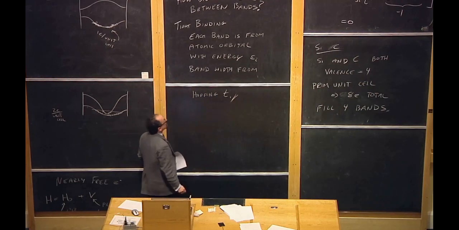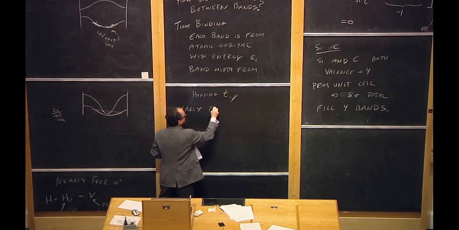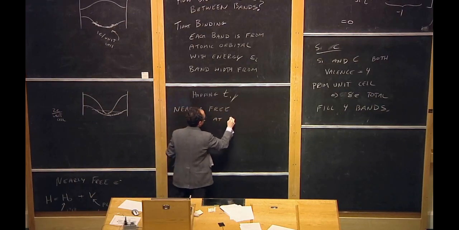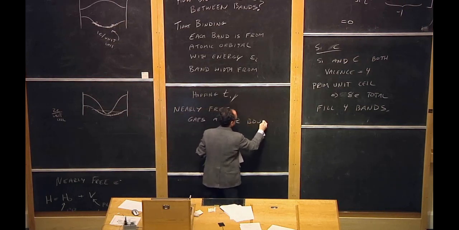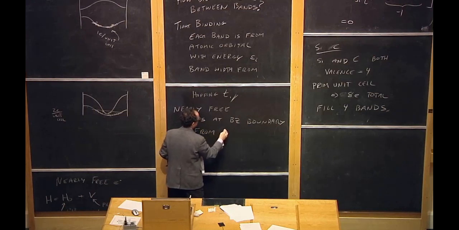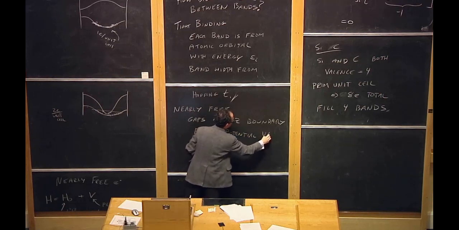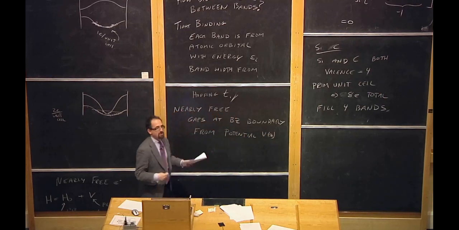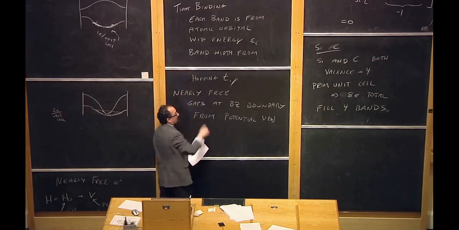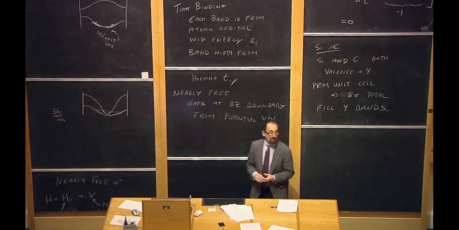So that's one way of understanding it, but in the nearly free electron model, the gaps at the Brillouin zone boundary are from the periodic potential V of x. If you know that the periodic potential is strong, you should expect gaps that are pretty big opening up at the Brillouin zone boundary, whereas if the potential is fairly weak, then you expect not to have big gaps at the Brillouin zone boundary.